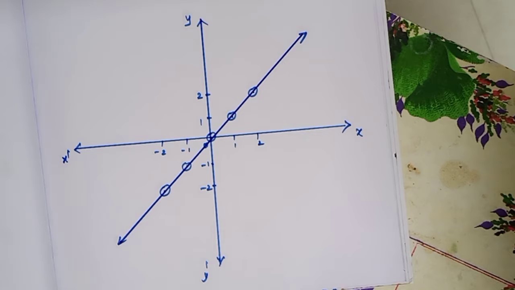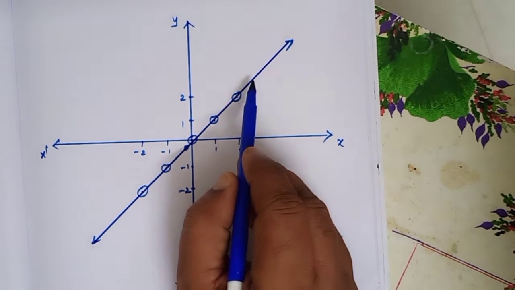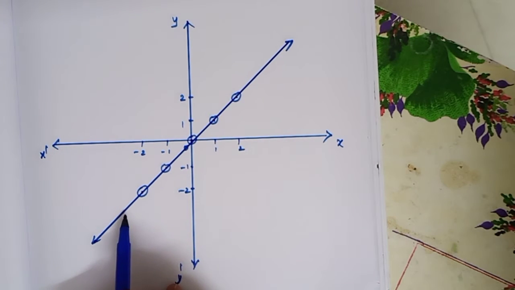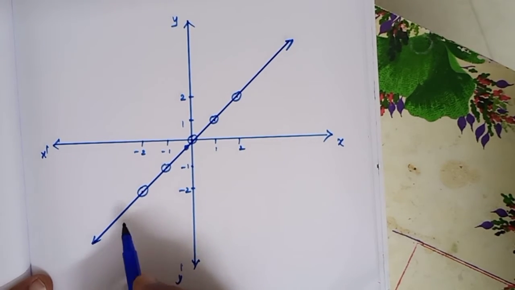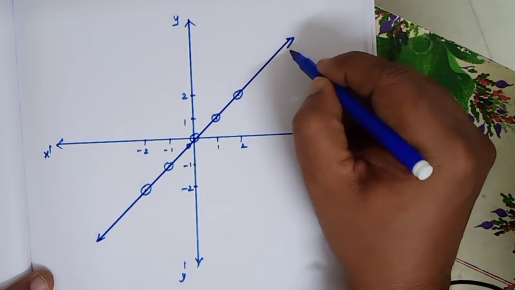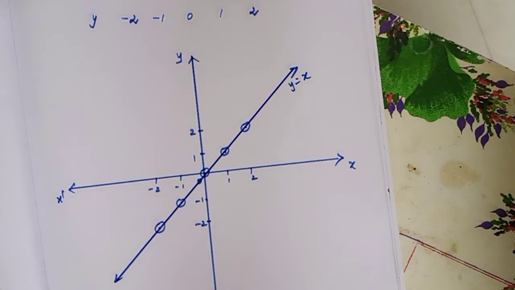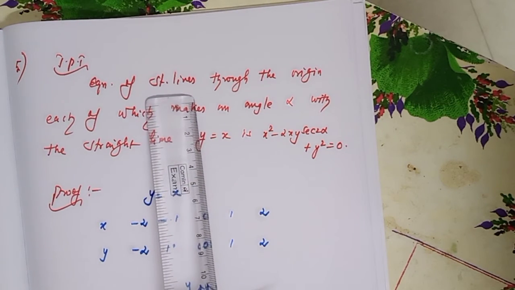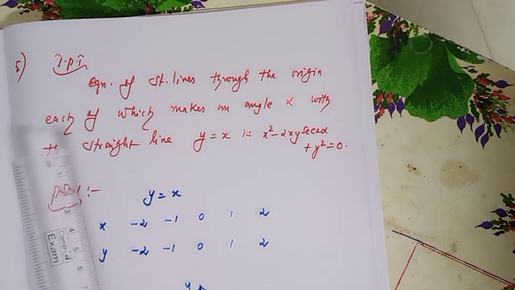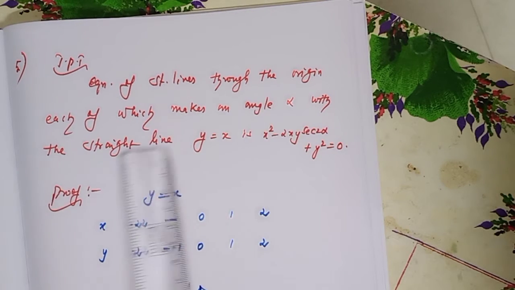Look at the straight line. The straight line is passing through the origin, and it passes through the first quadrant as well as the third quadrant. This is y equal to x. Here what is given? The equation of straight lines through the origin, each of which makes an angle alpha with the straight line y equal to x.